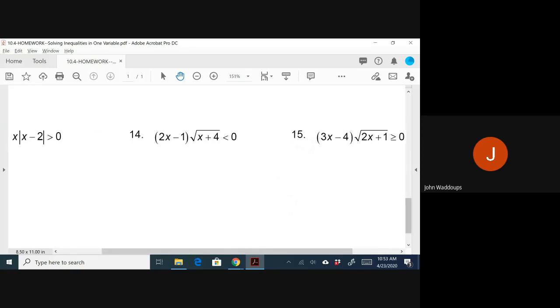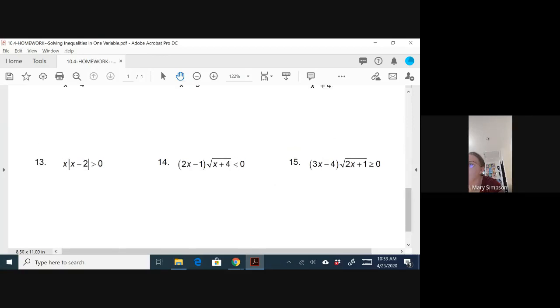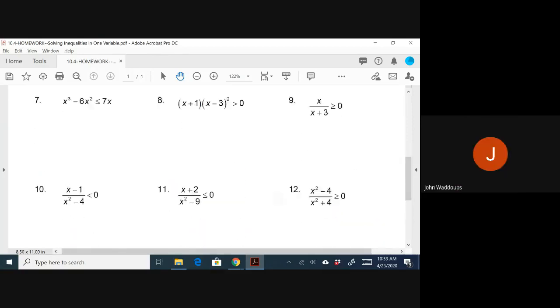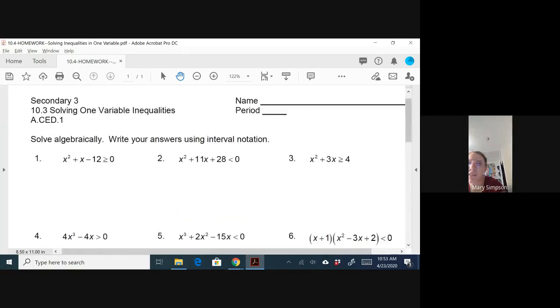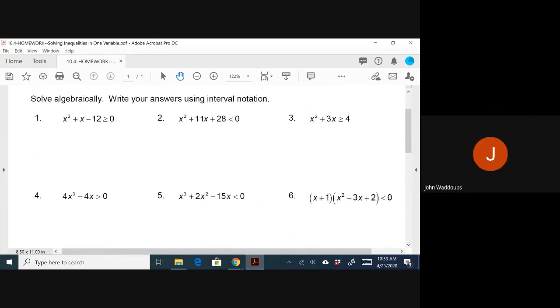Okay, so what other problems would you like to go through? Do we want to do one of the simpler ones? Yeah, probably do the simpler ones. So if you look at 1, it's greater than or equal to 0. 2 is less than 0. 3 is greater than or equal to 4. Let's do number 3.